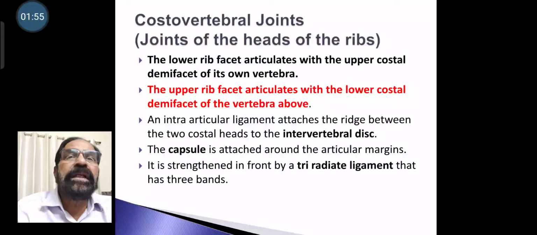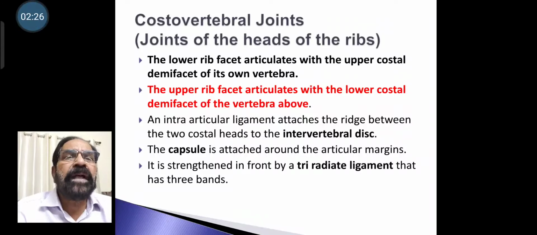The lower rib facet articulates with the upper costal demifacet of the vertebra below, its own vertebra, while the upper facet articulates with the lower costal demifacet of the vertebra above. An intra-articular ligament attaches the ridge between the two costal heads to the intervertebral disc. Capsule is attached around the articular margins.